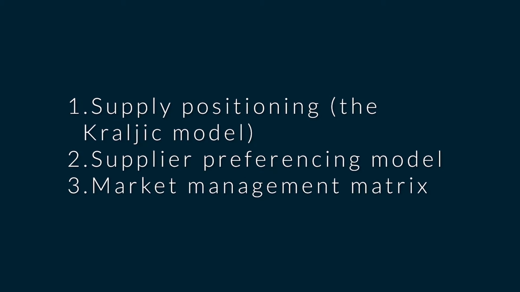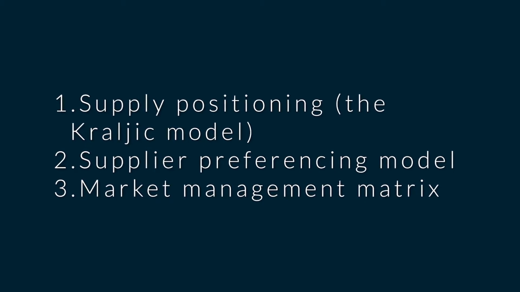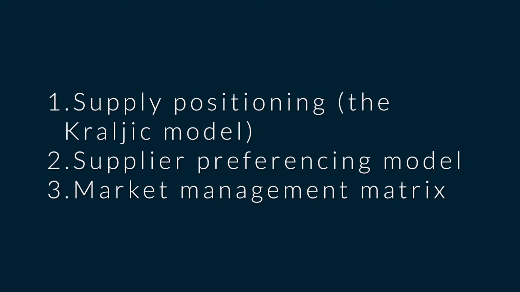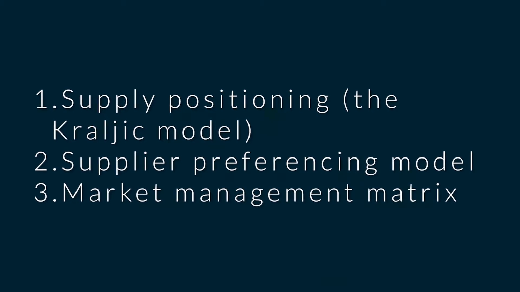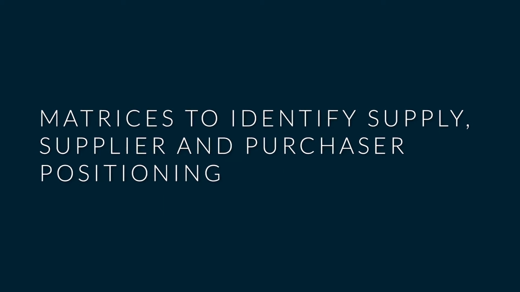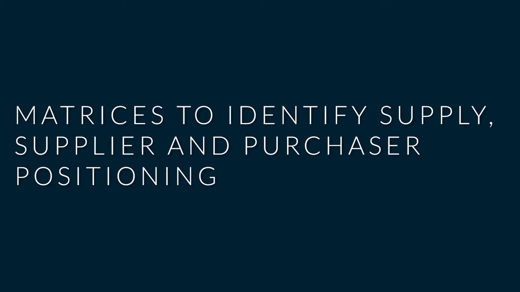And in this case, we're talking about techniques like supplier positioning, that is the Kraljic model, the supplier preferencing model, as well as the market management matrix. So these are all examples. Now, all those techniques have advantages, all of them have disadvantages. So you're just going to have to decide which one makes more sense in what context, and then you're going to use it. Now, let's start with matrices to identify supplier and purchaser positioning.